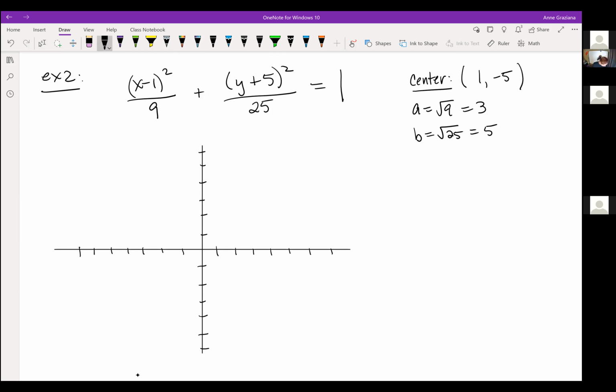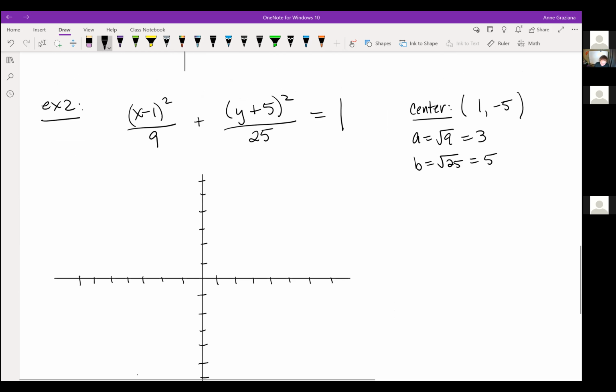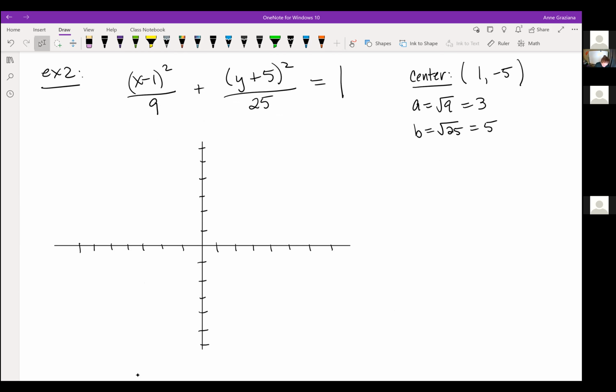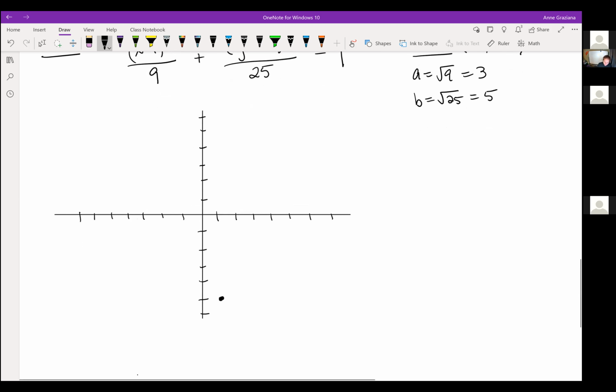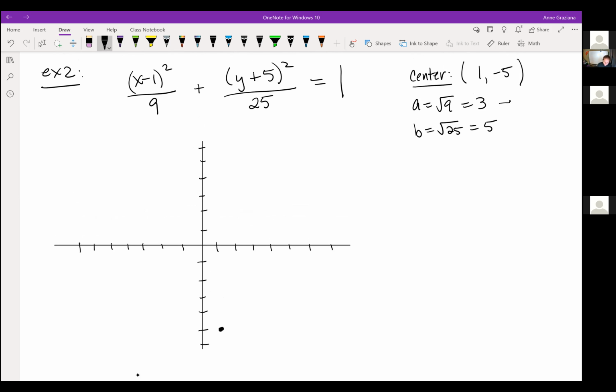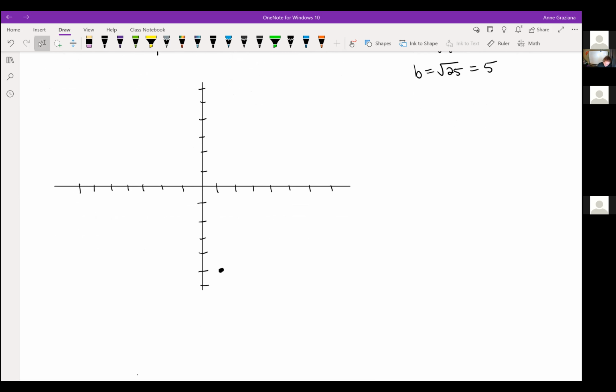So, all right. First you're going to do the center. So our center is (1, -5). So that's 1, 2, 3, 4 here. Now the thing about a and b is you're counting away from the center. Okay. So I'm going to go left for a. This is left, right from the center. So that's 1, 2, 3.